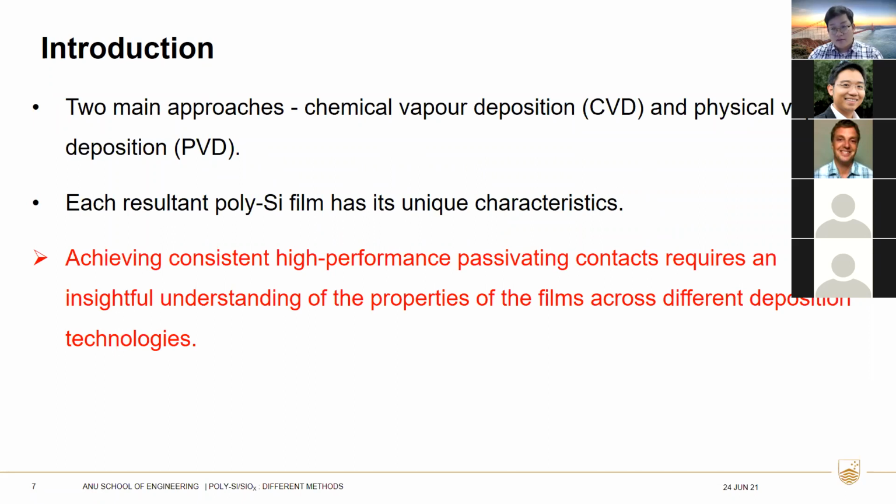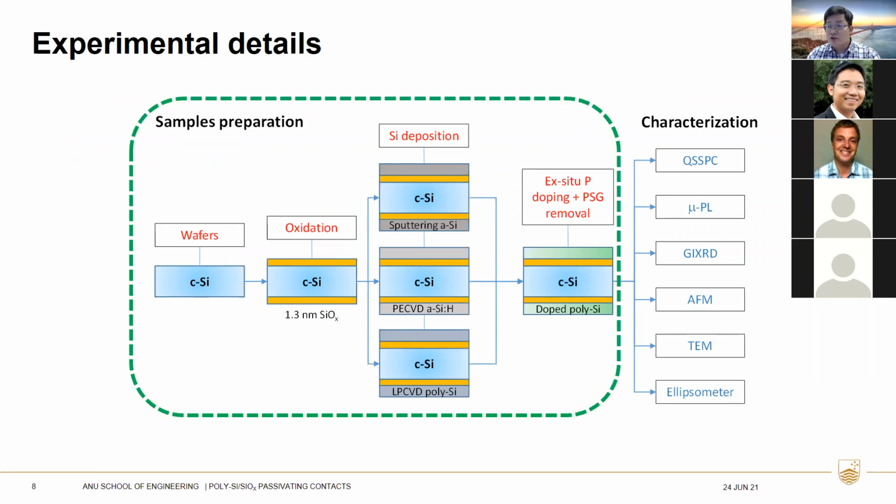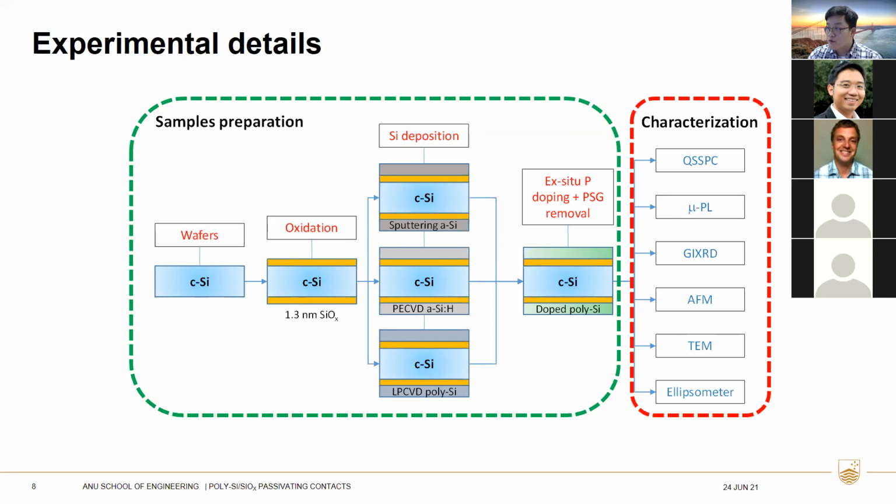So let's start to compare. Let's start first with the experimental details. For the sample preparation, we use three different deposition techniques here: sputtering, PECVD, and LPCVD for the silicon deposition. After the phosphorus diffusion, the phosphosilicate glass is removed before any characterization. For the characterization, we use a combination of these techniques here.